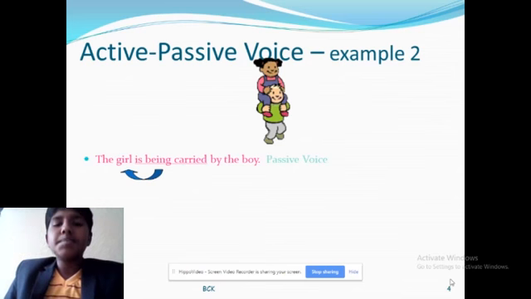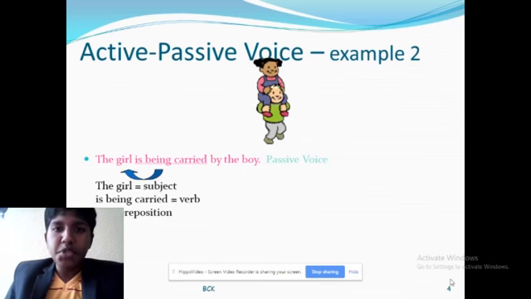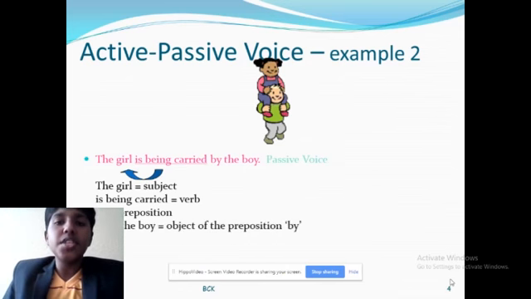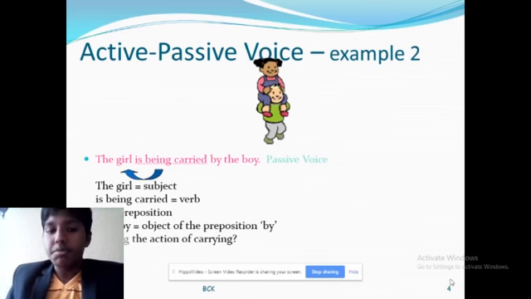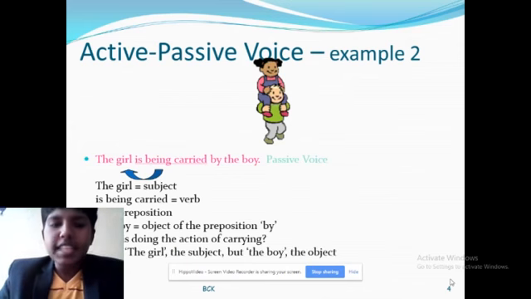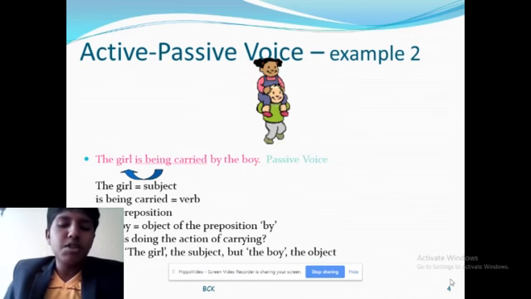We can see that "is being carried" is done by the girl. So the girl is the subject, "is being carried" is the verb, and "by" is the preposition. In every passive sentence, we use the preposition "by" followed by the one who is doing the action. Who is doing the action? The boy. You can see that the position of the boy does not change. He is only placed in the position of the object. The subject is performing the action, although it is placed in the position of the object.